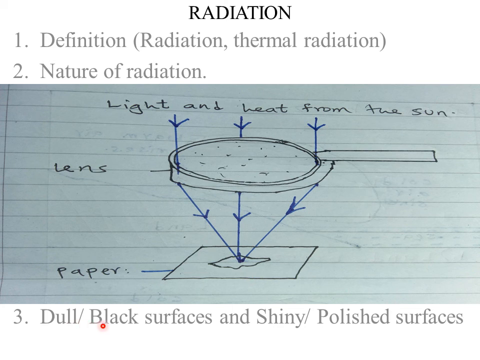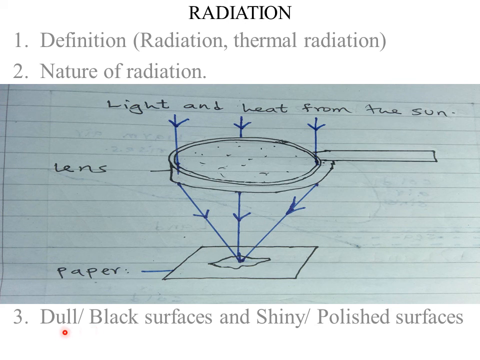So we have two categories of surfaces which can absorb radiation. We have what we call the dull or the black surfaces and what we call the shiny or polished surfaces. Now, how do dull or black surfaces absorb heat or radiation as compared to the shiny or polished surfaces? Dull or black materials are good absorbers of heat radiation. At the same time, they are also good emitters of the radiation. So it is important to know that materials which are good absorbers of radiations will also be good emitters.